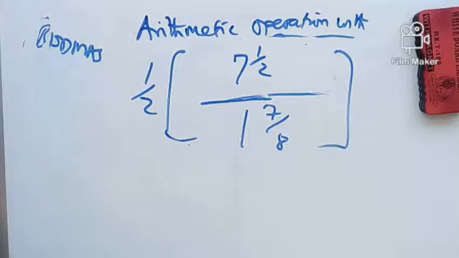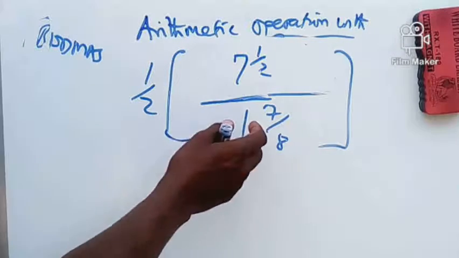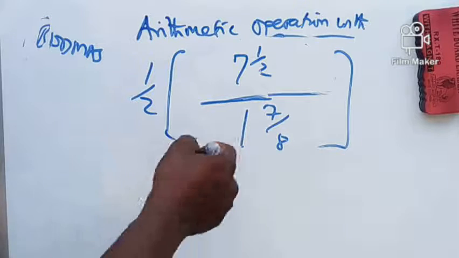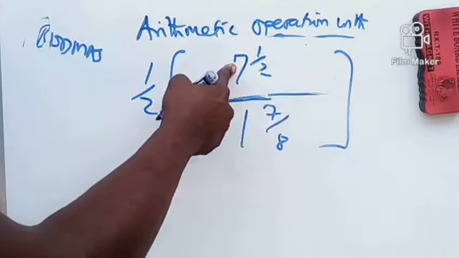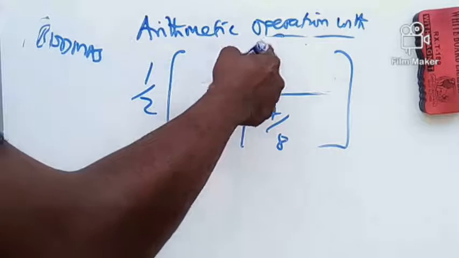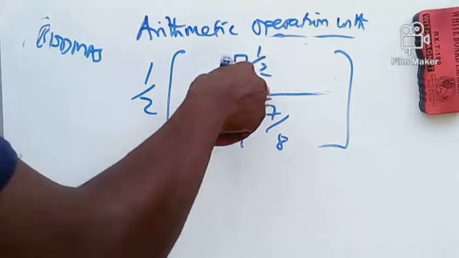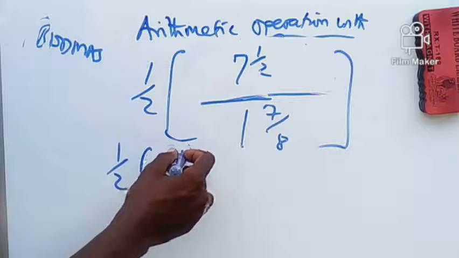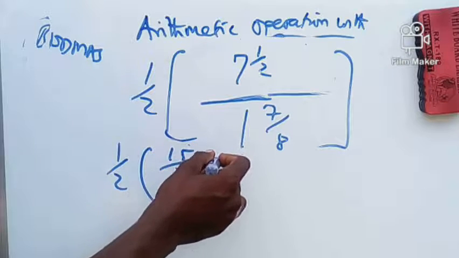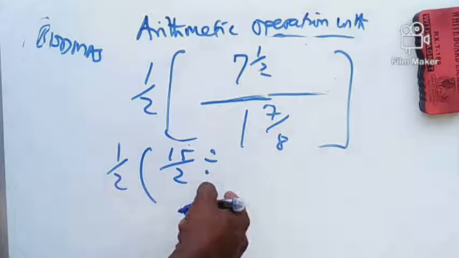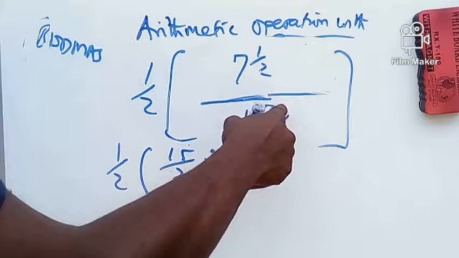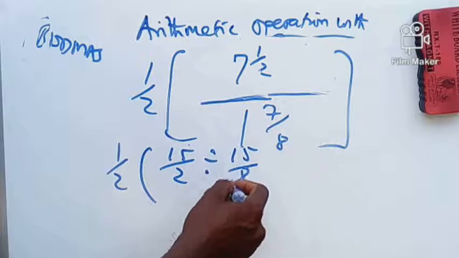So what's the next stage? The next stage is to divide these two numbers. To divide this and this, we change them to improper fractions. To change this to an improper fraction, we have 2 times 7, which is 14. 14 plus 1 is 15, all over 2. So I have 1 over 2 here, a bracket, 15 over 2, divided by this. Change this to an improper fraction: 8 times 1 is 8, 8 plus 7 is 15, all over 8.